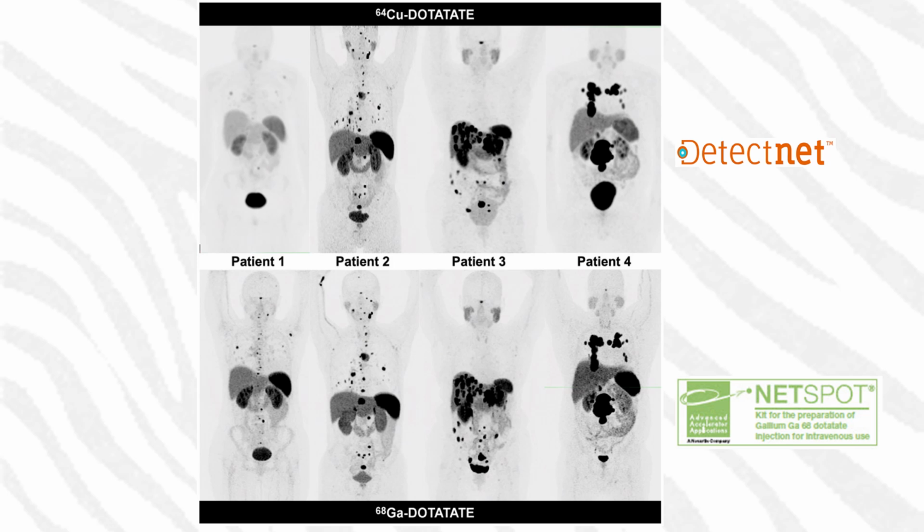So copper is more sensitive, but it requires a higher dose and it has a longer half-life, and the spatial resolution is different. Gallium is less sensitive, but then it has a different positron effective range. So that's where it becomes very important to see that effective positron range.